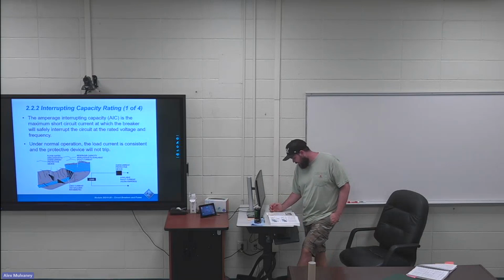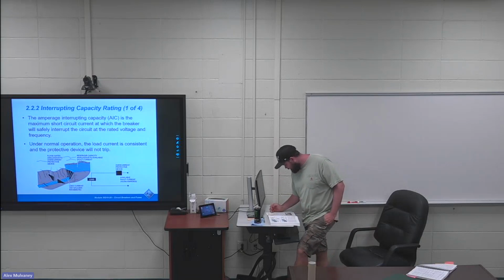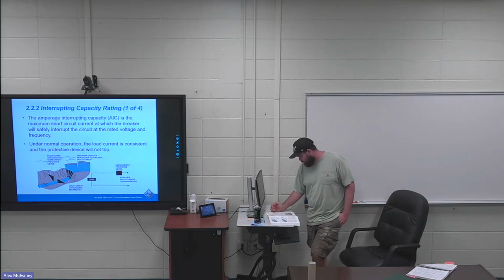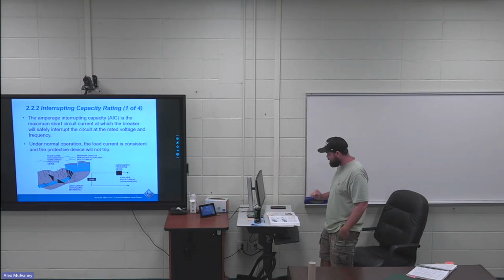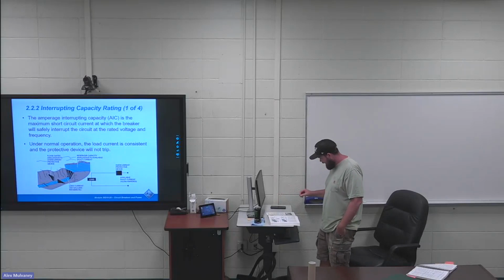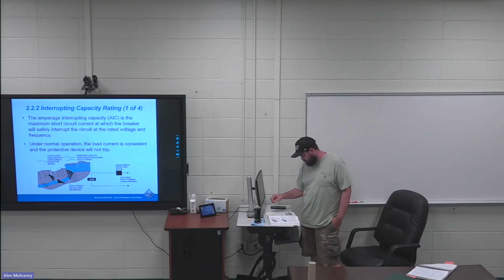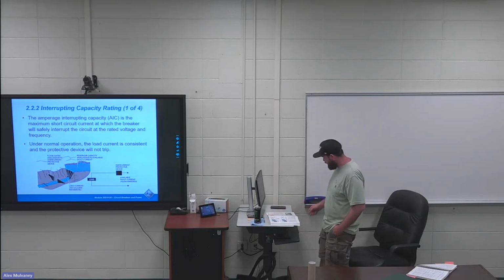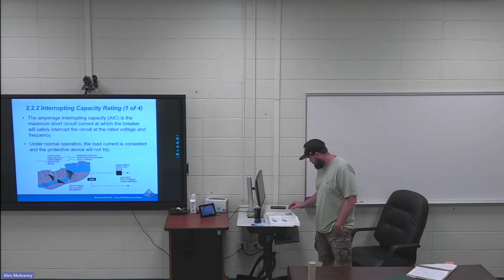Second bullet point is the high interrupting capacity circuit breakers. I've got the second sentence in that bullet point highlighted. The FH type circuit breaker has an interrupting capacity of 65,000 amps symmetrical at 240 volts AC. That is a ton of interrupting capacity.